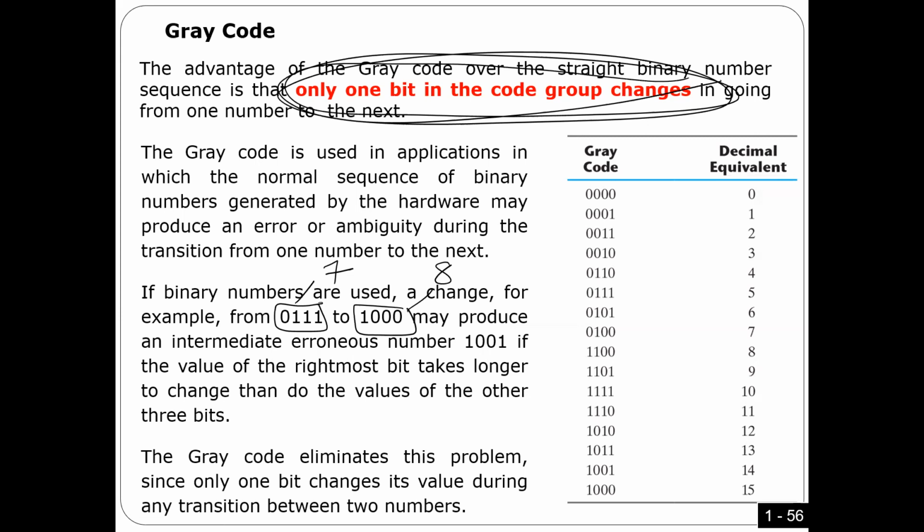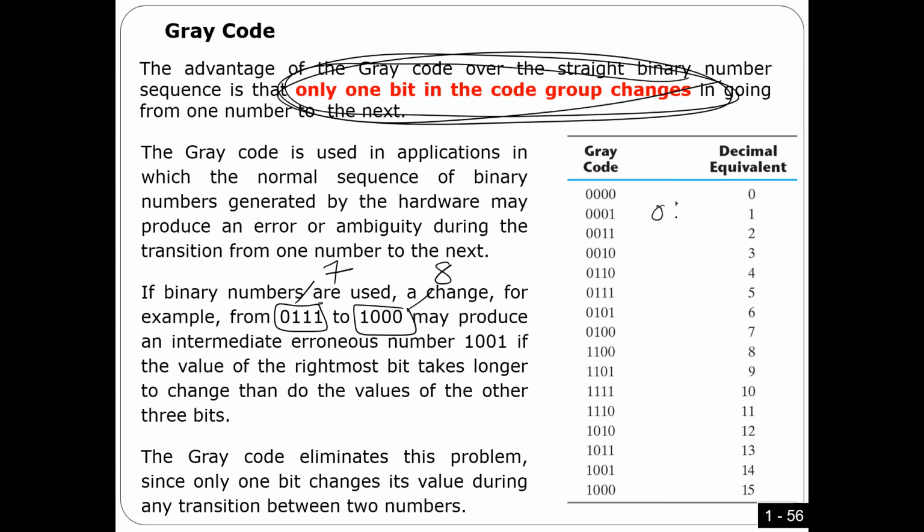But here, I force it to be only one bit, one change, one bit in the change. Why is this interesting in some applications? I'm going to tell you why. For example, if you have a hardware circuit, if you have switches that change these bits. So for example, I want to move from 7 to 8.